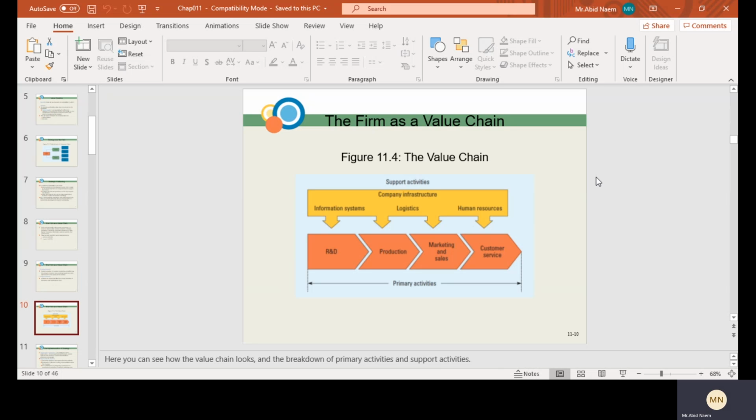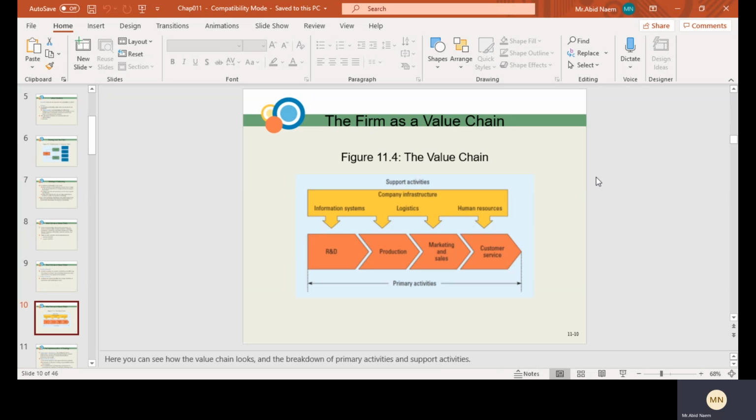This is the graphical representation of value chain. Likewise, I've talked about the primary activities, which include R&D, production of the tangible products or services which you are going to deliver to the final consumers, and then marketing and sales campaigns and activities related to those products which you have developed, and the last step is customer care itself.